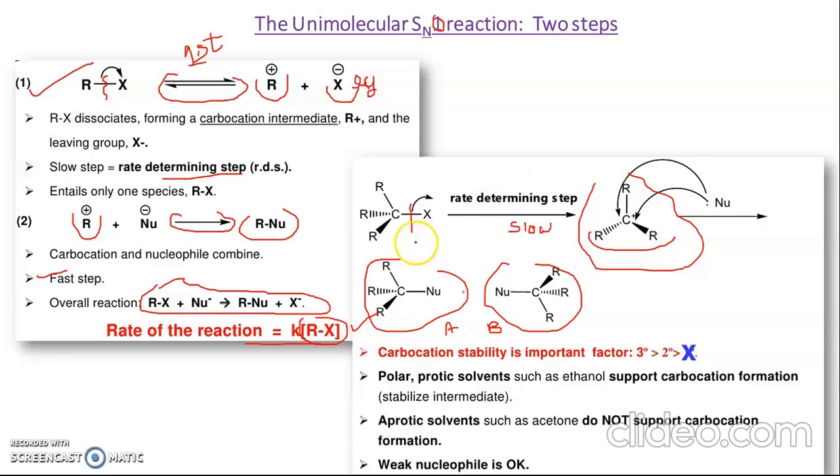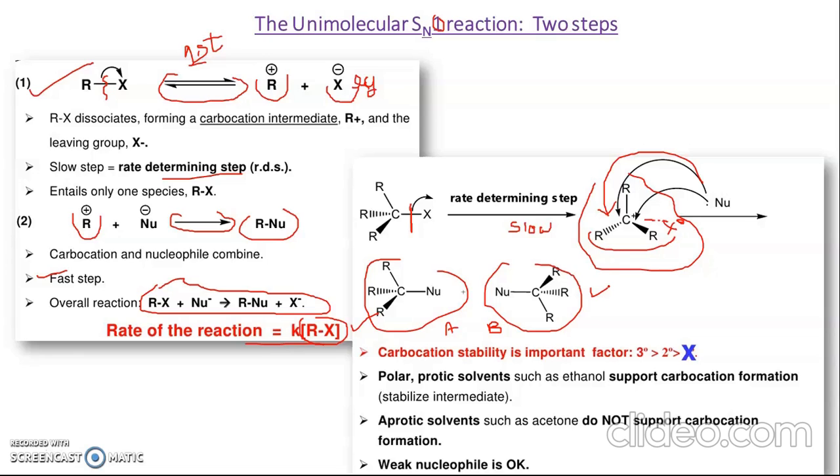But suppose for some time this CX bond is broken and X is weakly attached to the C plus. In that case, the chance is very high that the nucleophile will attack more from this side. So in that case, the B product will be formed more. Suppose B is 60%, A is 40%. So depending on the lifetime of the carbocation, if it is very high, then there is a high chance that A and B will be formed in a 1:1 ratio. That is, the amounts of both A and B are the same.